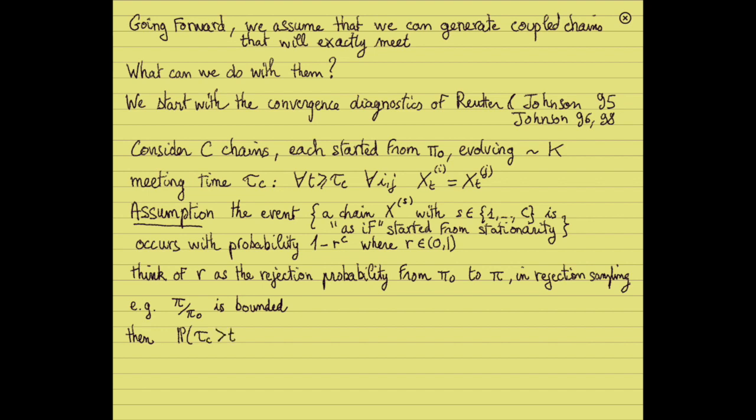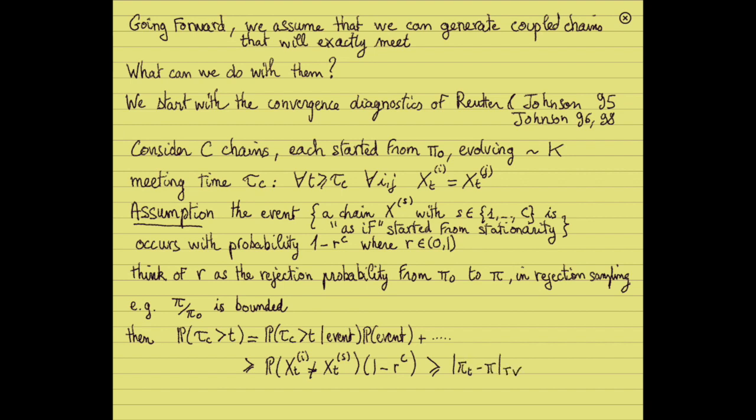But then, if we are okay with it, let's see what it provides. We look at the probability that the meeting time is larger than t, and we decompose this probability into the two events: the event described above occurs and the complementary. So that's the law of total probability. And then we just drop the complementary term, which is non-negative, so we can lower bound it by 0. And then we have that the probability that the meeting time is larger than t is at least the probability that any of the chains will be different from the stationary one at time t, multiplied by the probability of the event. And by the coupling representation of TV, we obtain a TV on the right-hand side between pi t and pi.